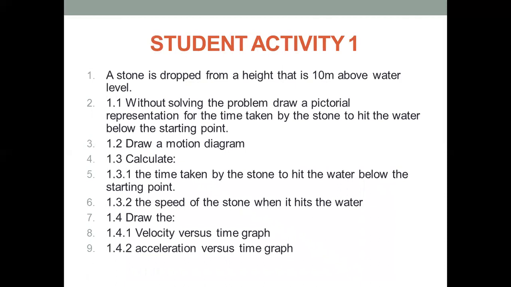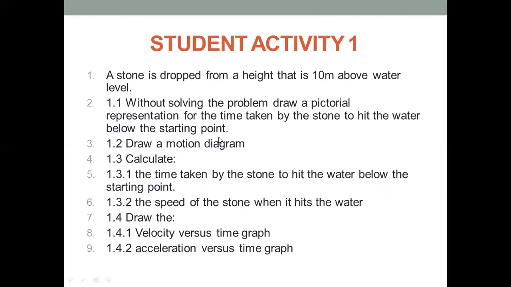All right, now you need to do this by yourself for this activity. Number 1, in preparation for the assignment, make sure that you do this at home by yourself. First question: a stone is dropped from a height that is 10 meters above water level. 1.1, without solving the problem, draw a pictorial representation for the time taken by the stone to hit the water below the starting point. 1.2, draw a motion diagram.